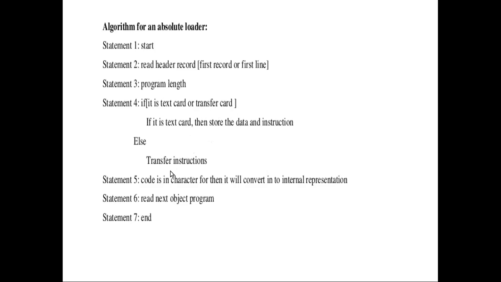After that, codes always will be in the character form in the object deck, but when we are storing the data from the object deck into memory, it has to be in hexadecimal format. So convert character form data into hexadecimal format. So that is done with the one object program loading. Like that, read the next object program and repeat the same steps. That's all about the absolute loader.